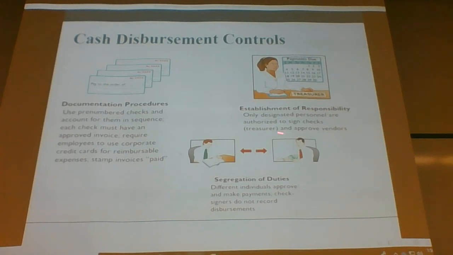If we look at establishment of responsibility, only designated personnel are authorized to sign checks. For example, the Treasury Department. And segregation of duties. One person maybe approves a payment to be made to a vendor, but that is not going to be the same person who signs the check that ultimately will go to the vendor.